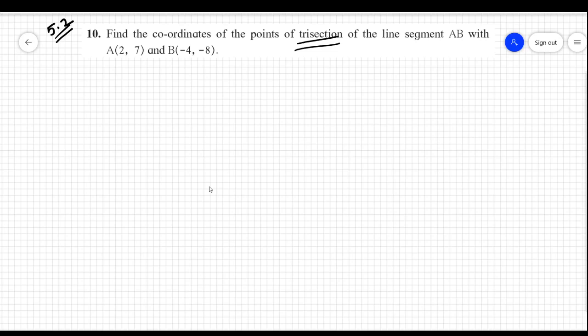Now, what do we mean by trisection? Let us try to understand that first. Suppose we have a line segment AB. The question asks for the coordinates of points of trisection of line segment AB. Trisection means we will divide this into three equal parts. So let me divide it into three equal parts, and suppose this point is P and this one is Q. This is what we mean by trisection: dividing it into three equal parts.